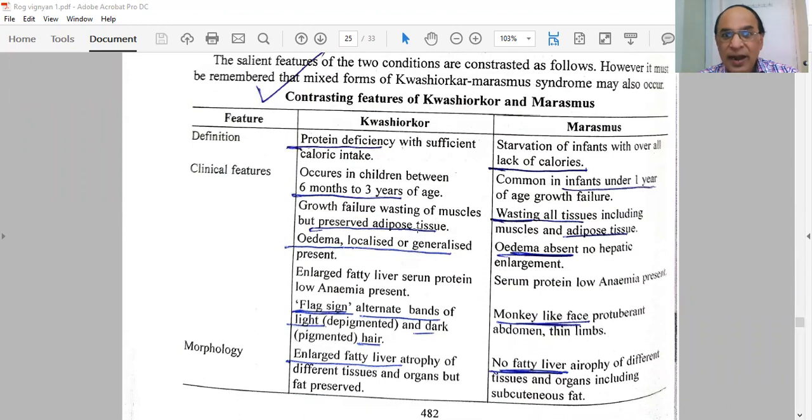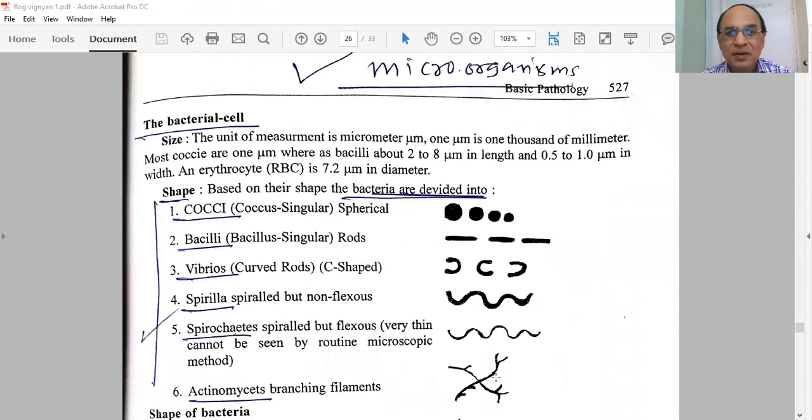This is preserved adipose tissue, kwashiorkor, there is no loss of adipose tissue, but here wasting of even adipose tissue, fat tissue. Edema is predominant, edema is absent. Flag sign is present, monkey-like face is there. Here enlarged fatty liver, no fatty liver. So simple to remember the differential diagnosis of kwashiorkor and marasmus, which is many times asked in your examination.